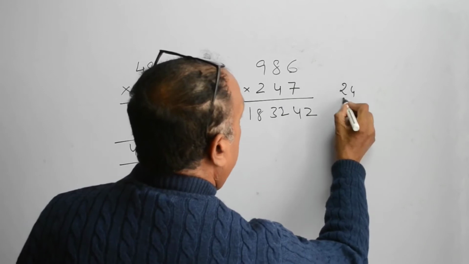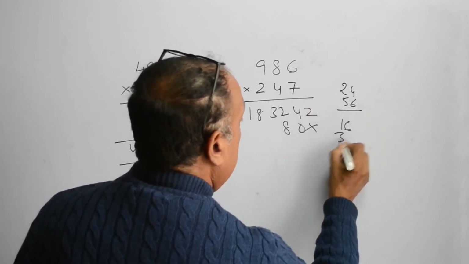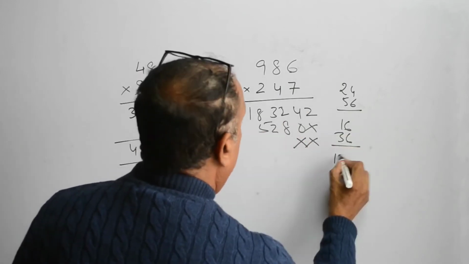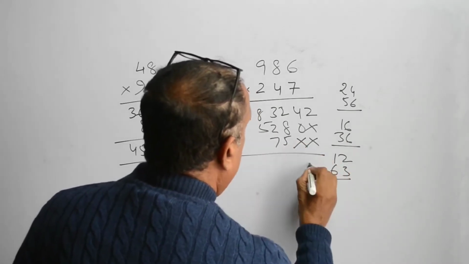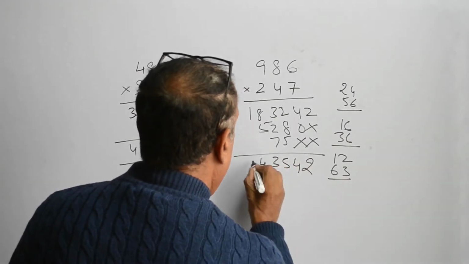Then 24 and 56, it is 80. 16 and 36, it is 52. 2 crosses, 12 and 63, it is 75. So the answer is 2, 4, 15, 13, 14 and 2.